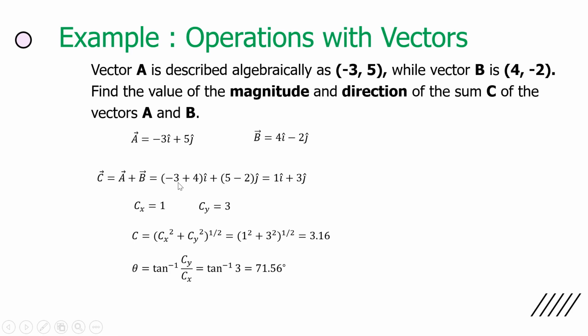So we have minus 3 plus 4 i hat plus 5 minus 2 j hat. So we will get 1 i hat plus 3 j hat. So notice here that c sub x is equal to 1 and c sub y is equal to 3. To get the magnitude of vector c, we have to use the Pythagorean theorem. So we have c sub x squared plus c sub y squared, and then get the square root.